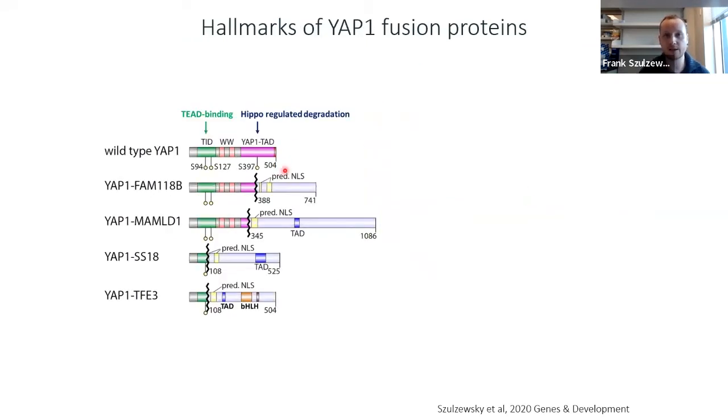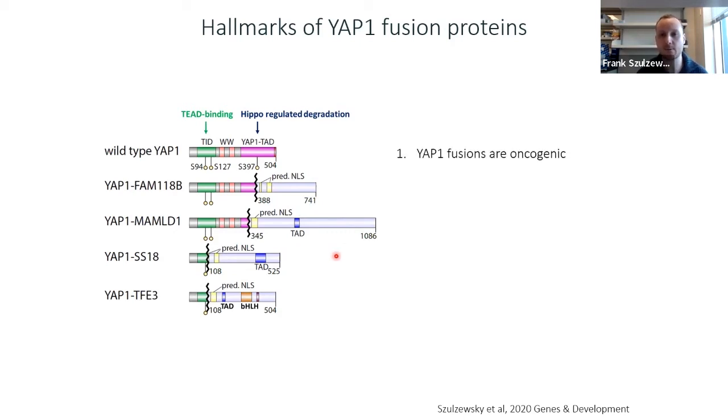And I'm just going to briefly go over the different hallmarks that we came up with in our paper, that basically have unified functions of the different YAP1 gene fusions. And here on the left side, you can see a diagram of the structure of these gene fusions, and you can see that they all retain the very N-terminal part of YAP1, including the TEAD binding domain, and they then lose or retain different parts of YAP1, and that is replaced or substituted by C-terminal fusion partners.